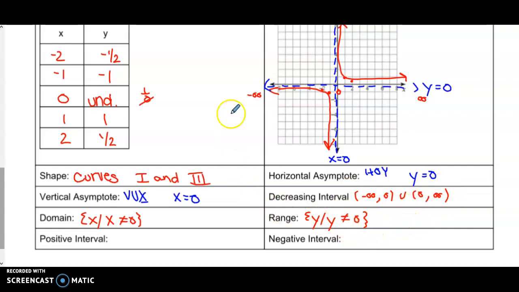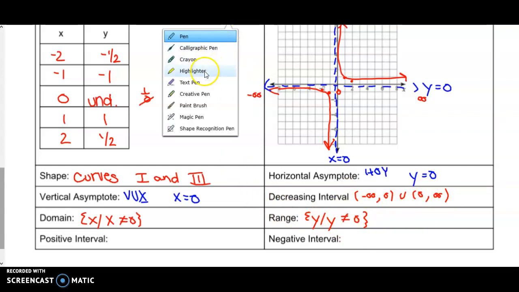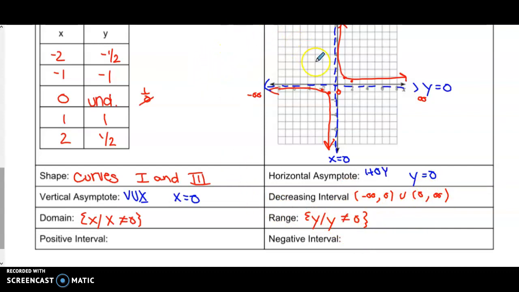All right, positive and negative. Positive is above the x-axis, so if I highlight above, that would be this piece over here. Oops, that went way out of control. So this piece here is above. And then if I have below the x-axis, it would be this piece here. Oh gosh, not very straight.